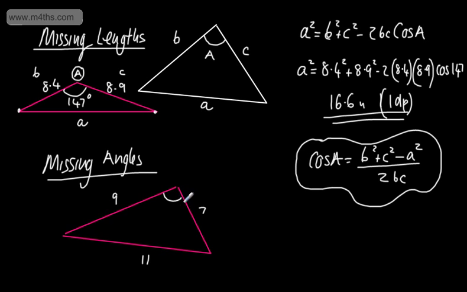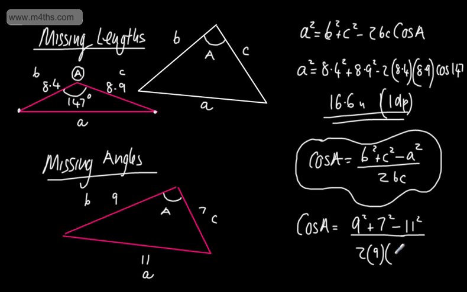Often I like to work with this configuration. So I'm going to say that this is angle A, this one is going to be B, and this one is going to be C. So I can write that cos A will be equal to B squared, that's 9 squared, plus C squared, which is 7 squared, minus A squared, which is 11 squared, all over 2 lots of B times C, so 2 times 9 times 7.